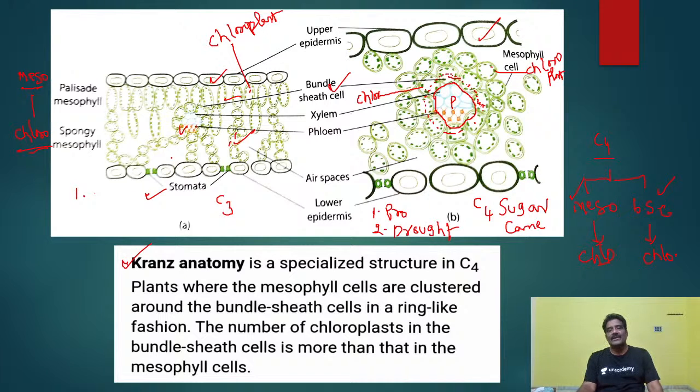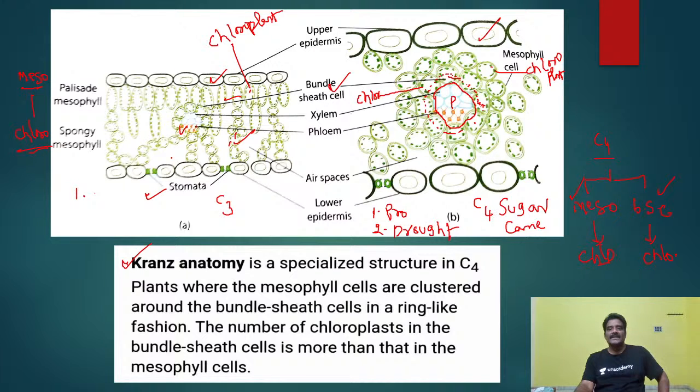C4 plants are more efficient, as I already told you, than C3 plants. In what way? Productivity will be more, and also C4 plants are able to face drought conditions and unfavorable conditions. They can withstand all unfavorable conditions. They can grow under high salinity, and high temperature also they can tolerate. Even in the presence of high intensity of light, these C4 plants are able to grow. Sugarcane, pearl millet, and jowar are all examples of C4 plants.